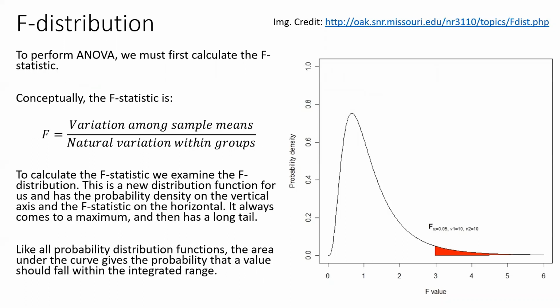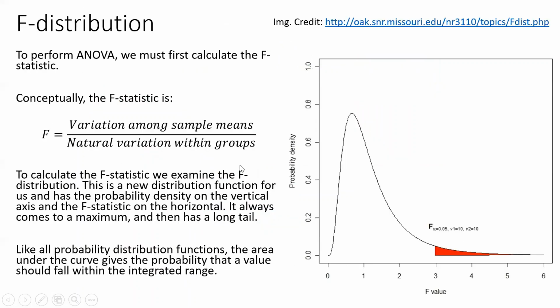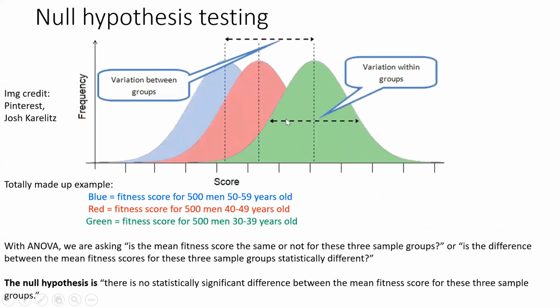So to perform ANOVA, to answer this yes or no question, first we have to calculate this quantity, the F statistic. The F statistic is the variation among the sample means. So how different are these means from each other compared to the variation within the groups? So compared to the standard deviation of each group, somehow considered together.